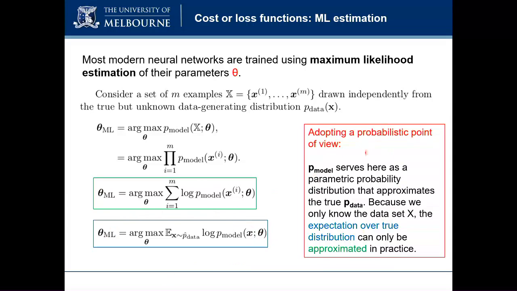So as I mentioned, we adopt this probabilistic point of view. We only know the data set. Therefore, the expectation over the true distribution, which we don't know and may never know, because we only have the data, can only be approximated in practice. And then I do this expectation out of that, because this is the best I can do.